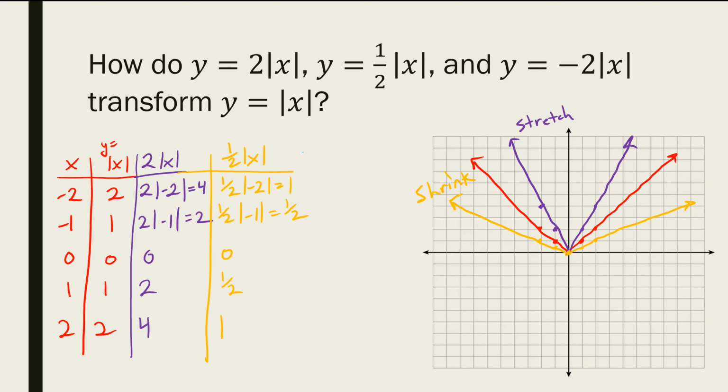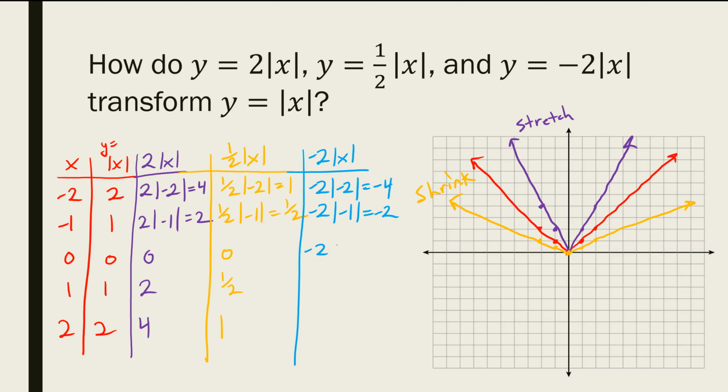So multiplying by -2 times the absolute value of x. Okay, -2 times the absolute value of -2. Let's see. Absolute value of -2 is 2, and then 2 times -2 is -4. -2 times the absolute value of -1. This absolute value would be 1, and then times -2 would be -2.